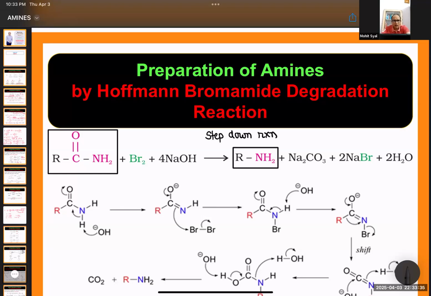So if the question demands a reduction in the number of carbon atoms, then you should use the Hoffman bromamide degradation method or the Hoffman hypobromite method. This is known by various names. Getting my point? You have to react with Br2 and base.